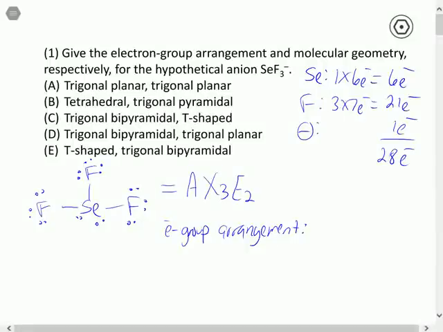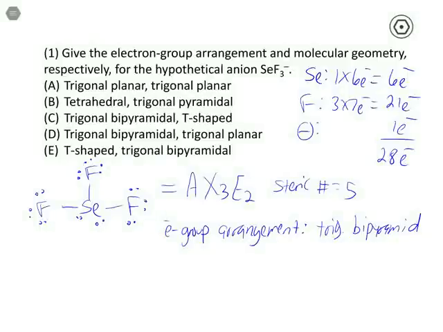So if we look at this, we have a total of 5, so that's what we call the steric number, and that's going to dictate the electron group arrangement. So if you have 5 things around the central atom, the way they arrange themselves to get as far apart as possible is with a trigonal bipyramidal structure. Okay, so we know that the electron group arrangement is trigonal bipyramidal, so that eliminates some of our answer choices if we're confident in that.